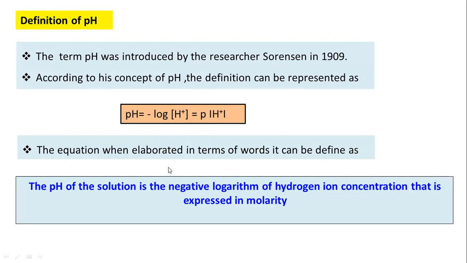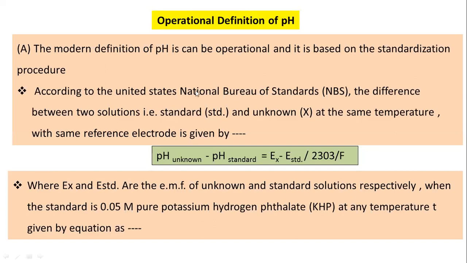When this equation is elaborated in words, it can be defined as: the pH of the solution is the negative logarithm of hydrogen ion concentration, and that is usually expressed in terms of molarity. There is another definition, an operational definition of pH, which is based on some calculations.